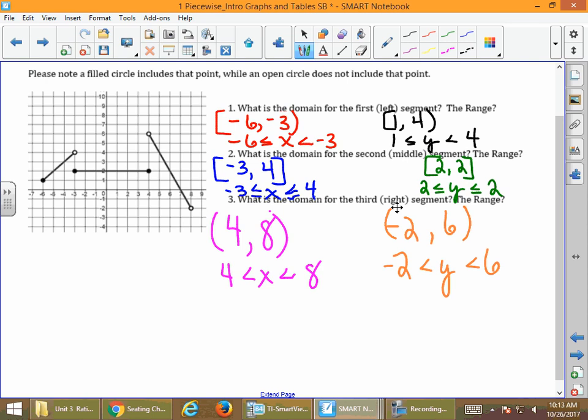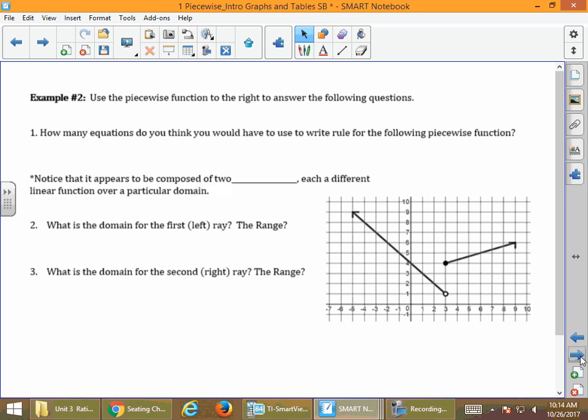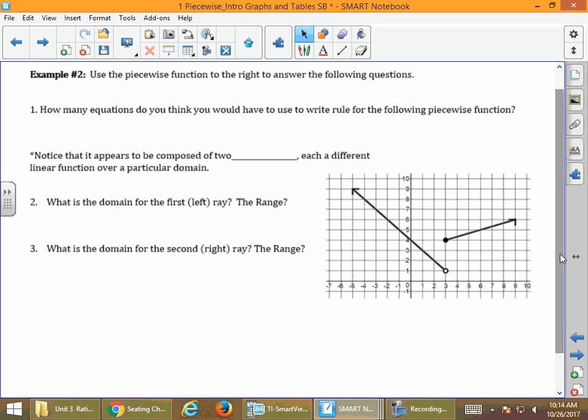But our piecewise functions have parts. So let's take a look at our second one here. It says use the piecewise function to the right to answer the following questions. How many equations do you think you'd have to write the rule for piecewise functions? And you can show me on your fingers. How many do you think? 2. 1, 2.